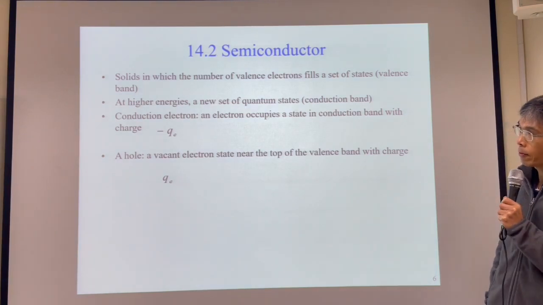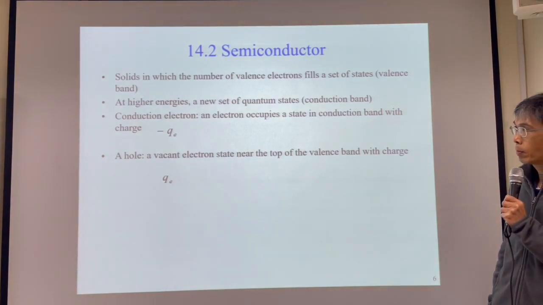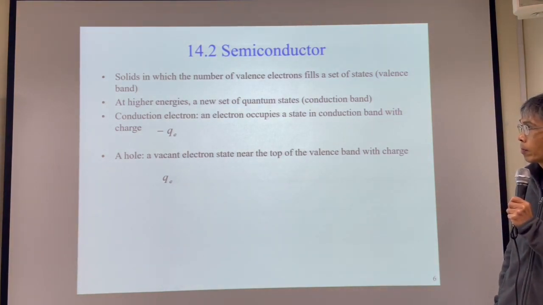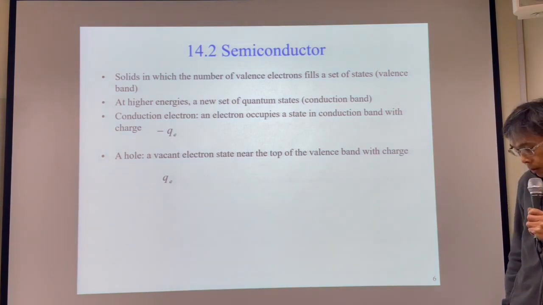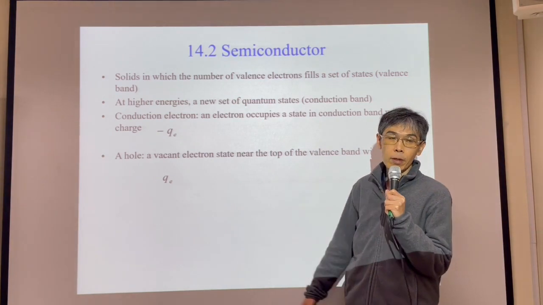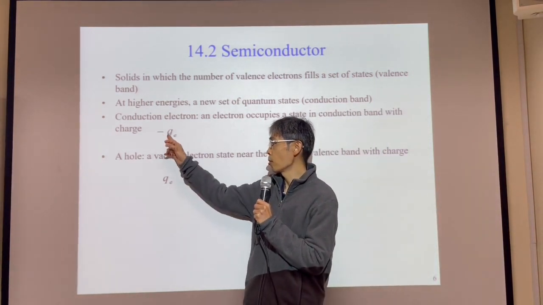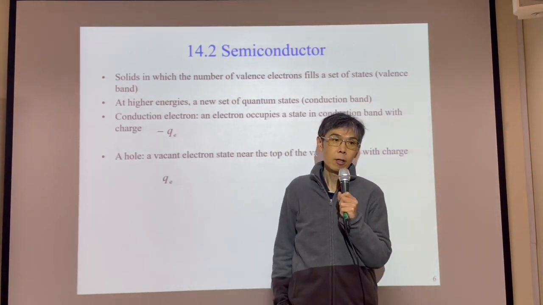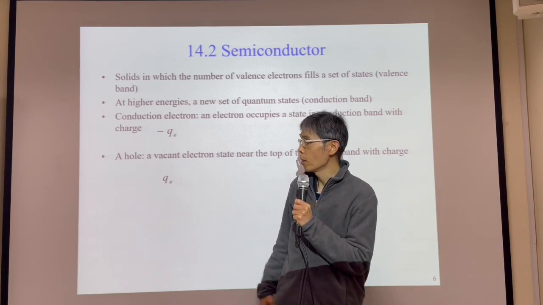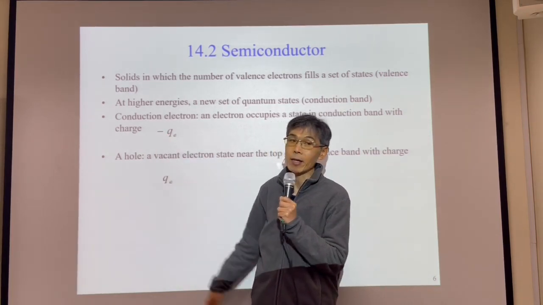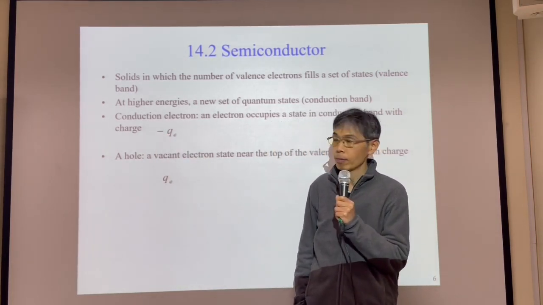Marcel, could you read the third one? Conduction electron, an electron occupies a state in the conduction band with charge minus Q. Okay, so the electron has negative charge. Q is the charge of each electron, and minus means negative charge for the electron.